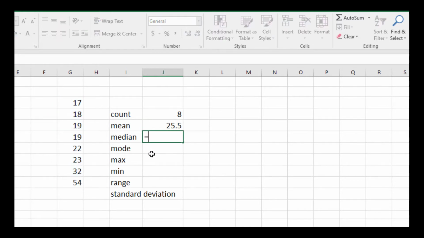The median is equals the median. Again, it's a built-in function. The mode is also a built-in function.